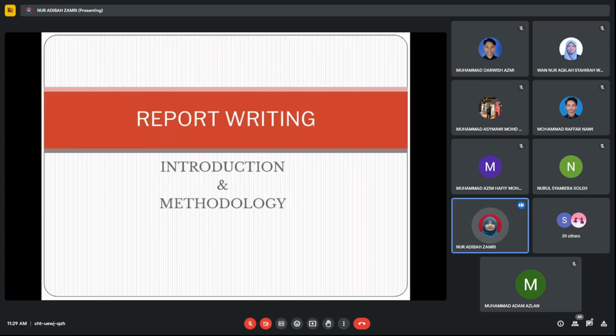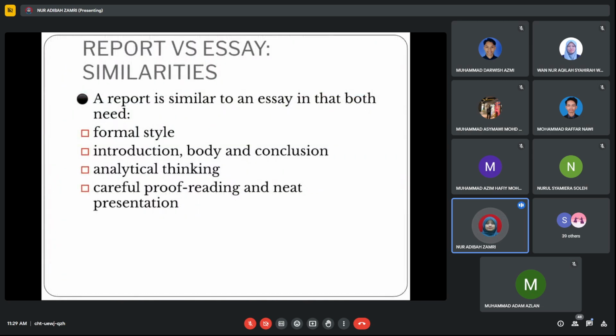Okay, so please pay attention and listen carefully to this one. This is very important because after I have approved your topic, you're going to start writing your first part, which is the introduction. Okay, report versus essay. These are the similarities between report and essay. A report is similar to an essay in that both need formal style, introduction, body and conclusion, analytical thinking, careful proofreading, and neat presentation.